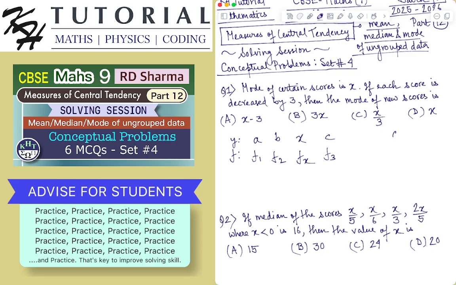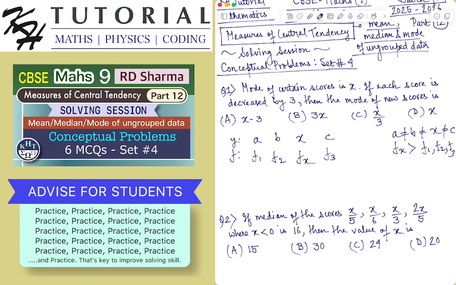Obviously we must have A not equals to B not equals to X not equals to C, because in a discrete frequency distribution the values of the variables are unique. And also since it is given that the mode of the score is X, obviously we must have Fx is max, Fx is greater than F1, F2, F3. This means that Fx is greater than all of the other frequencies, F1, F2 and F3.